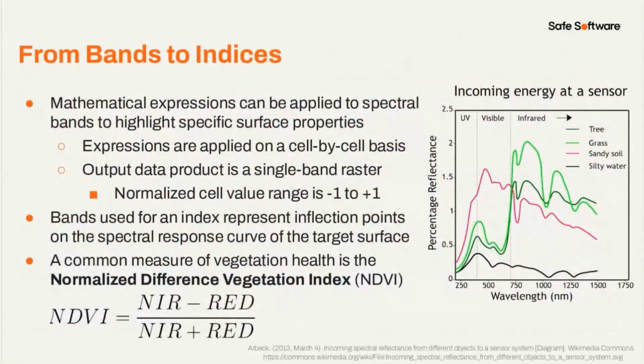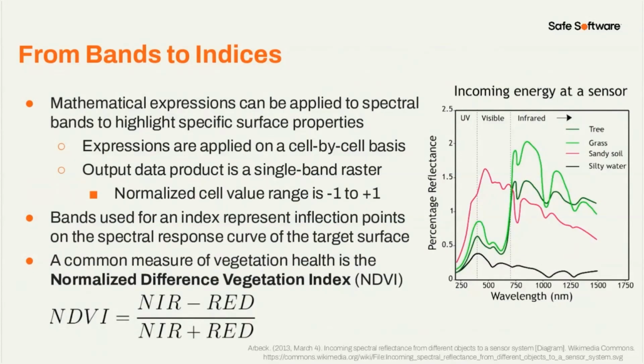An index is a calculated value that highlights specific surface properties, like vegetation or water, by applying mathematical expressions on a cell-by-cell basis. The product of an index is always a single-band raster, and often indices are normalized to output cell values between -1 and +1. The bands that are used in an index expression represent inflection points, peaks and troughs on the spectral response curve of the target surface.